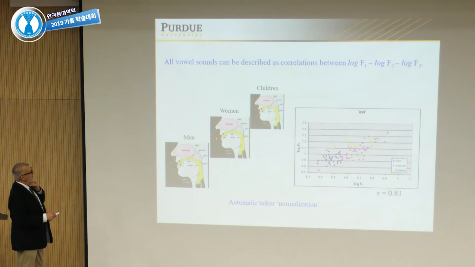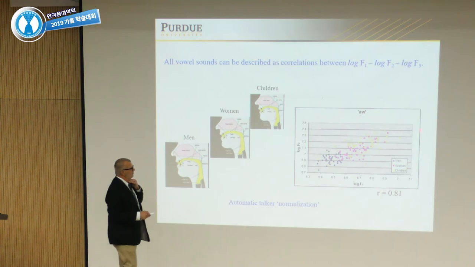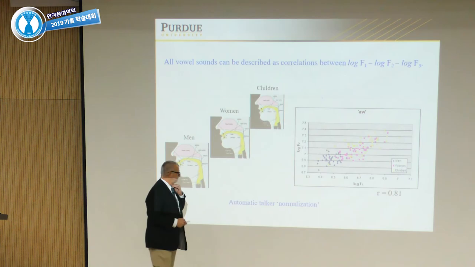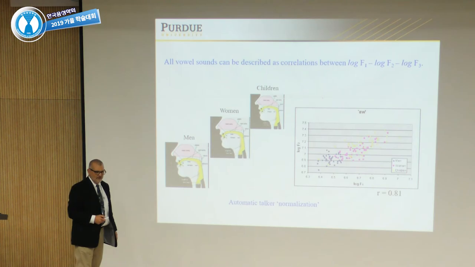Medium-sized tubes for women have medium-sized formants. And short tubes for children have higher formants. So here's this awful mess of all of these renditions of "awe" spoken by men, women, and children. And this is the big Peterson and Barney problem of lots and lots of overlap.